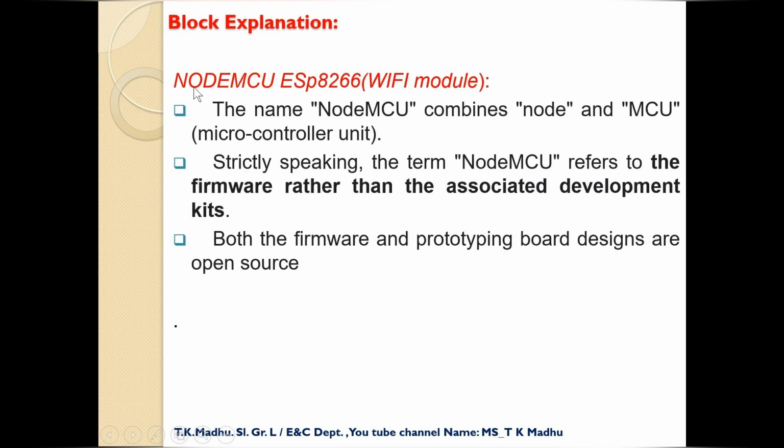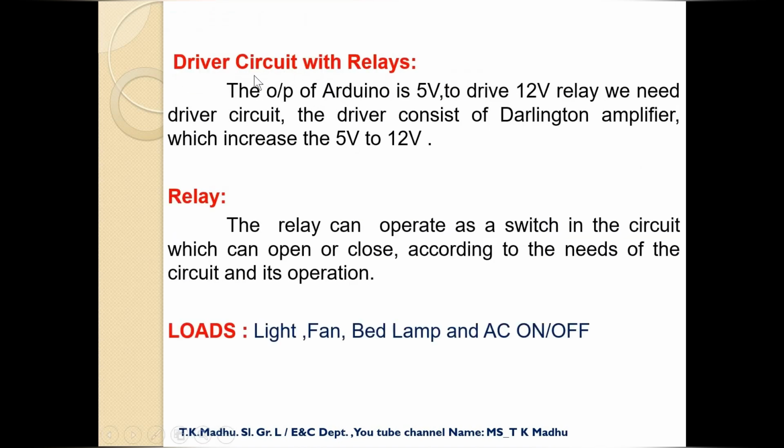So here the block diagram of NodeMCU is explained, where the students can write in the journal directly seeing this. Then we have given about the driver circuit with relays. Just now we explained the output of NodeMCU is 3.3 volt, which we can increase to 5 or 12 volt. Then relay. Relay is an electronic switch. It will make on and off, and it will supply power to the 230 volt loads. Whatever output we are connecting has been mentioned here.